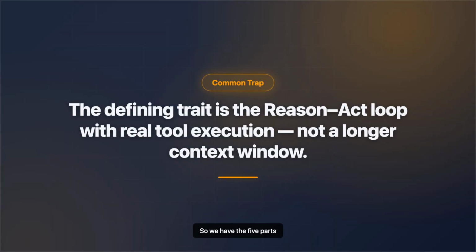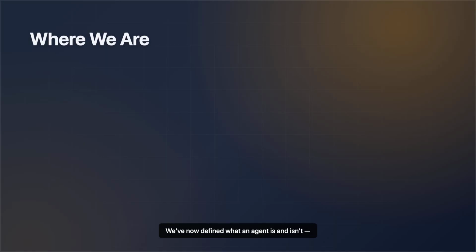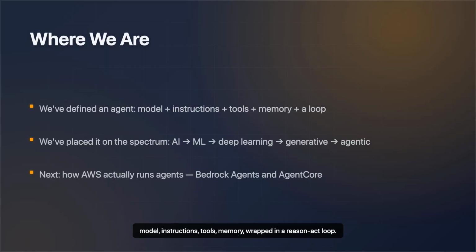So we have the five parts and the loop that drives them. The next question is how Amazon Web Services actually runs one of these in production, and the answer comes in two flavors. We've now defined what an agent is and isn't: model, instructions, tools, memory, wrapped in a reason-act loop. The next question is how Amazon Web Services actually runs one of these in production. That's where Bedrock Agents and AgentCore come in.